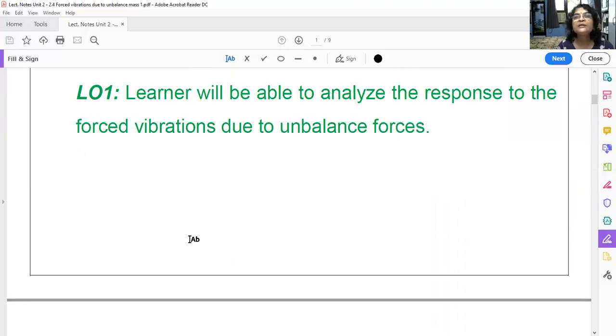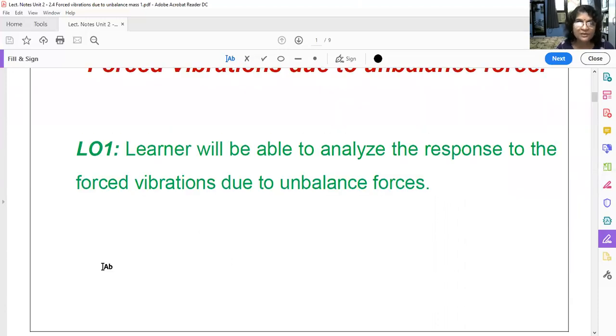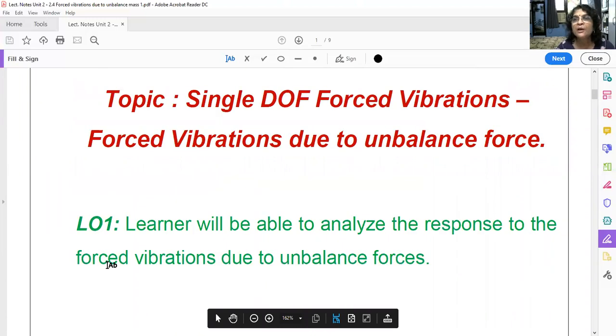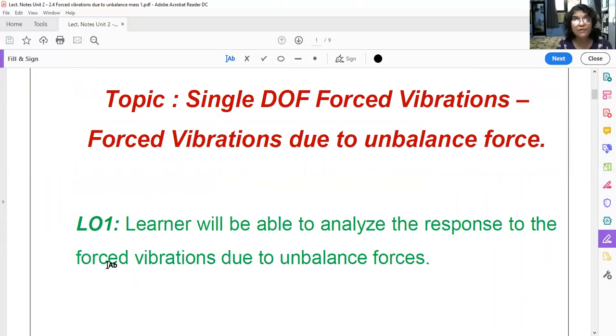In the next lecture we are going to study the third case, that is forced vibration due to base excitation. Right now we have considered the base is steady, it is not vibrating, but the third case is very interesting. It is somewhat lengthy. I may need 45 minutes for that case.